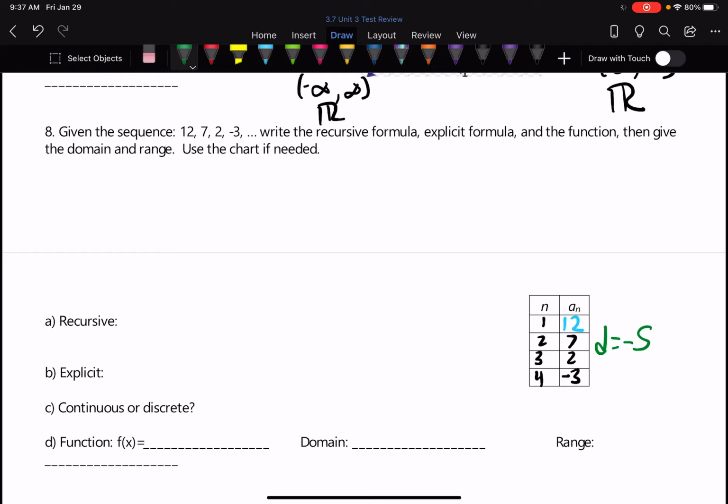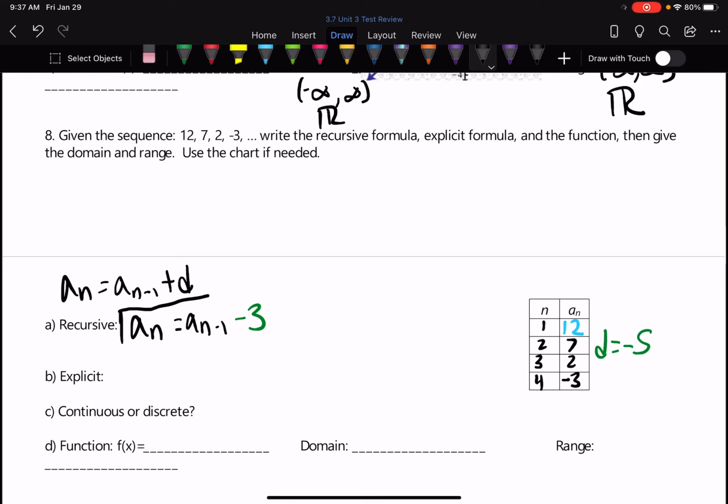So our recursive formula, just to remind you, is a sub n equals this term a sub n minus 1 plus our difference. So in this case, it's going to be a sub n equals a sub n minus 1 minus 5. Then we have our explicit formula, so that was our recursive.